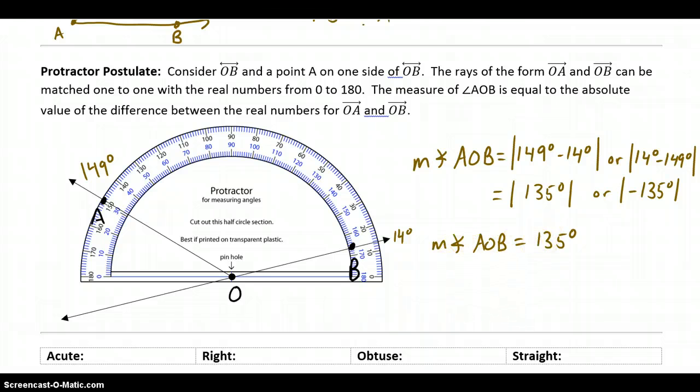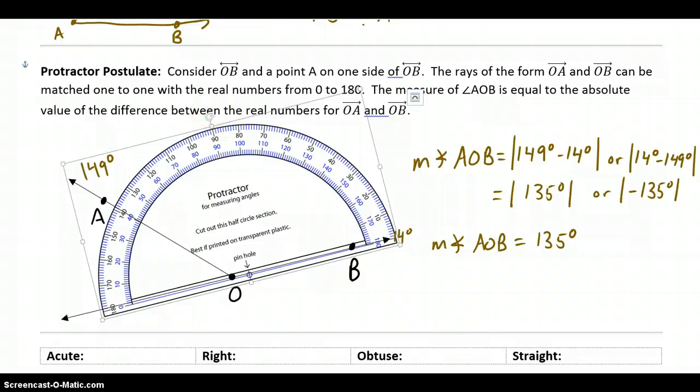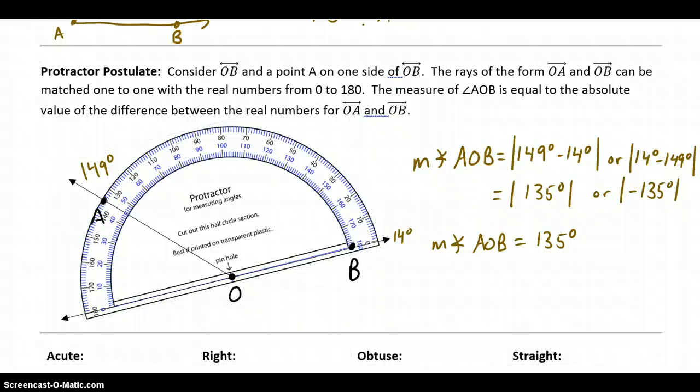Now many of you don't measure your angles this way. You would take your protractor and line up that bottom line with the one ray. If you look, when you move the protractor so the bottom line lines up with one of the rays, this ray AO still crosses at 135, but this ray crosses at 0. So essentially I'm taking 135 minus 0. So I'm still doing this, I'm just subtracting 0.